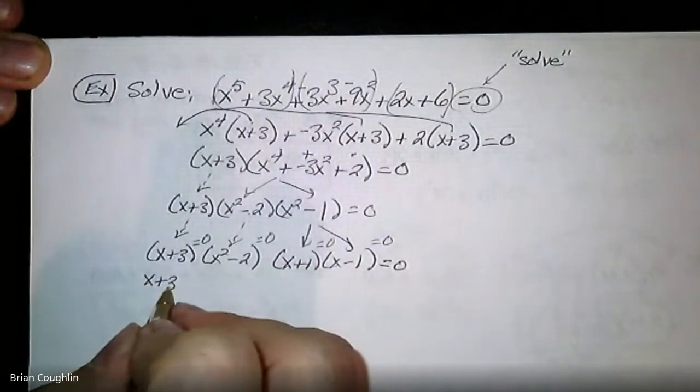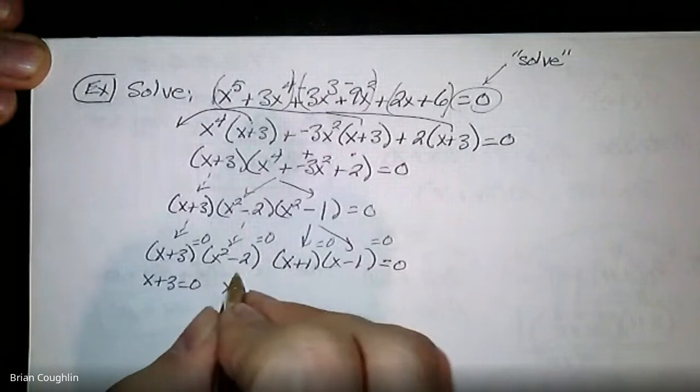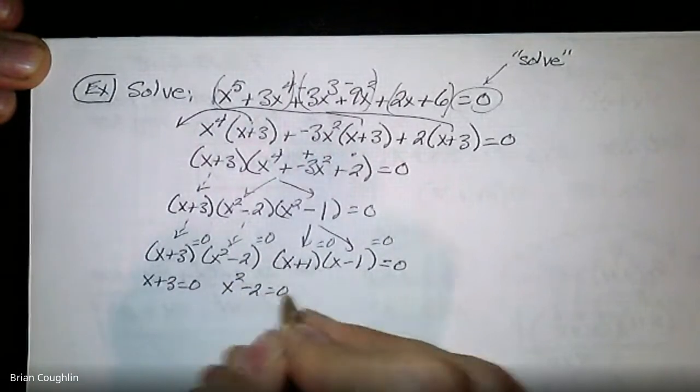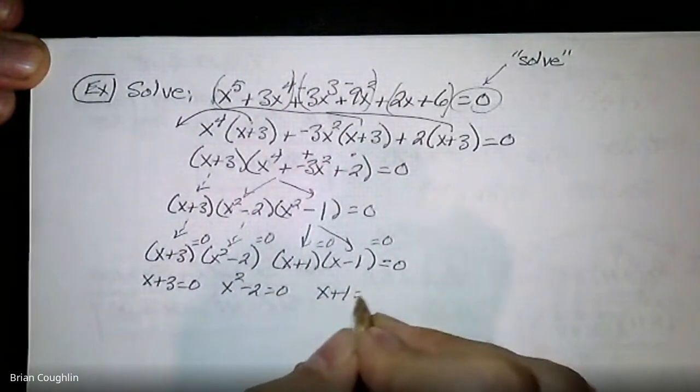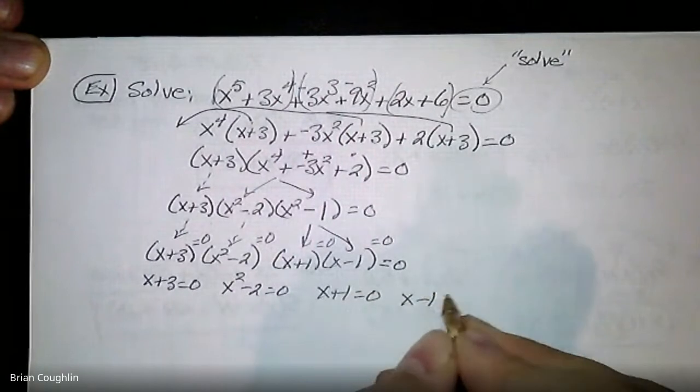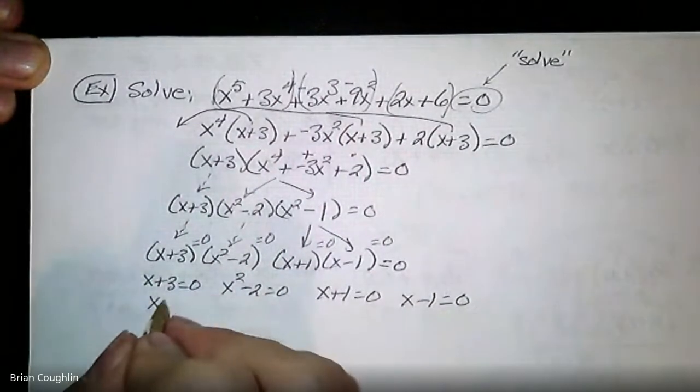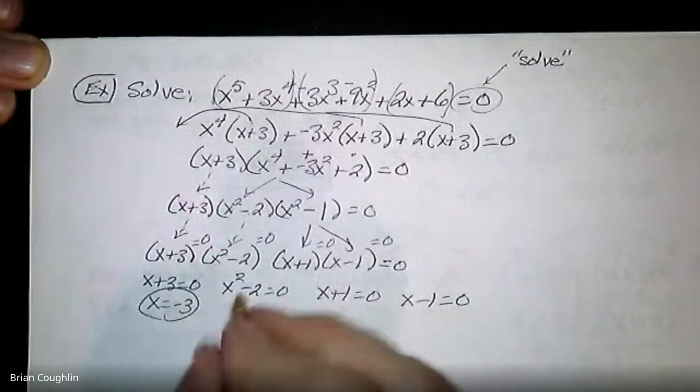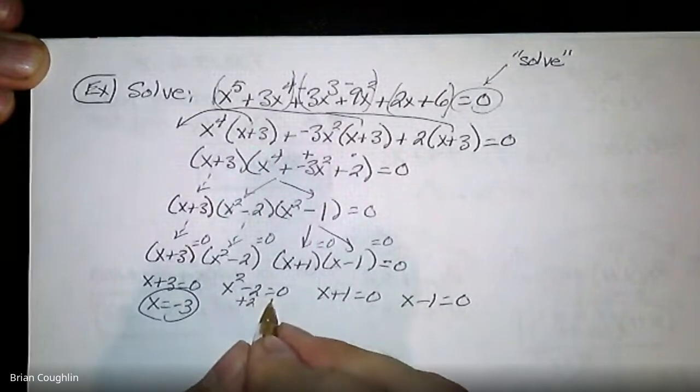So x plus 3 equals 0. X squared minus 2 equals 0. X plus 1 equals 0. And x minus 1 equals 0. A lot of these you can just do in your head. This is x equals negative 3. There's one solution. I'm going to add 2 to both sides here.